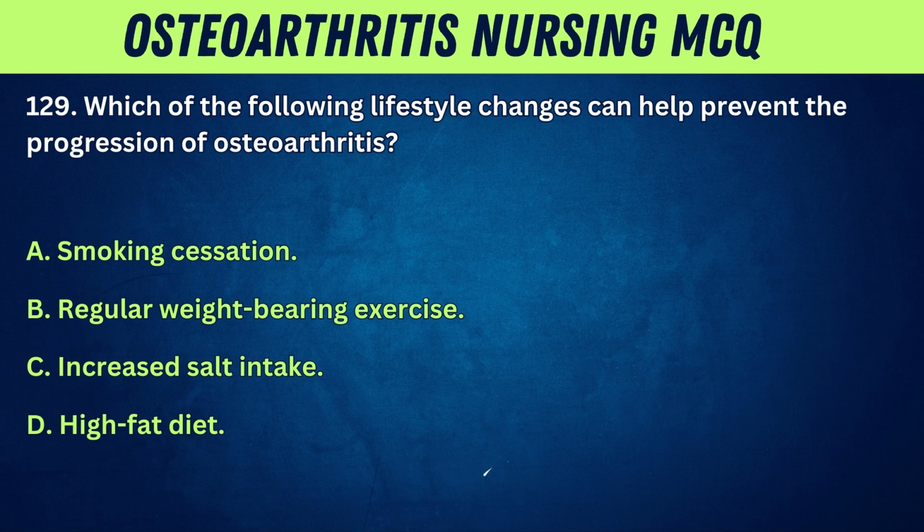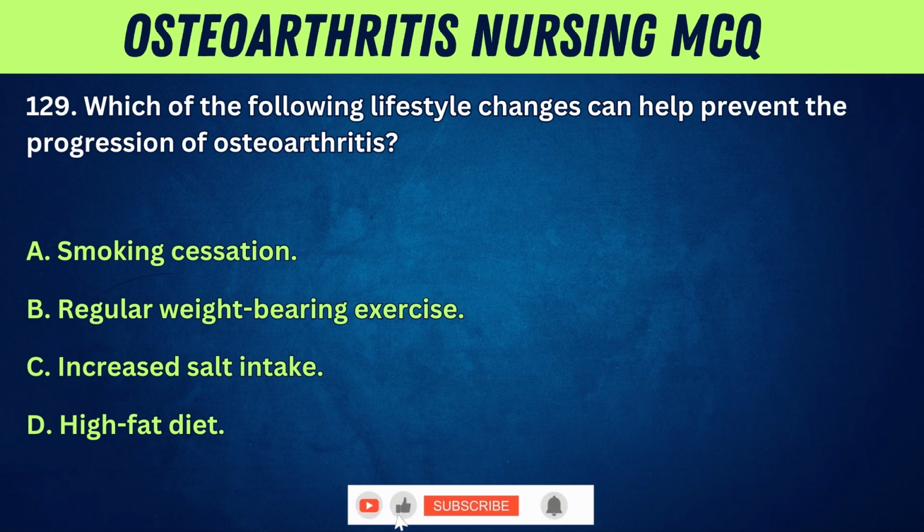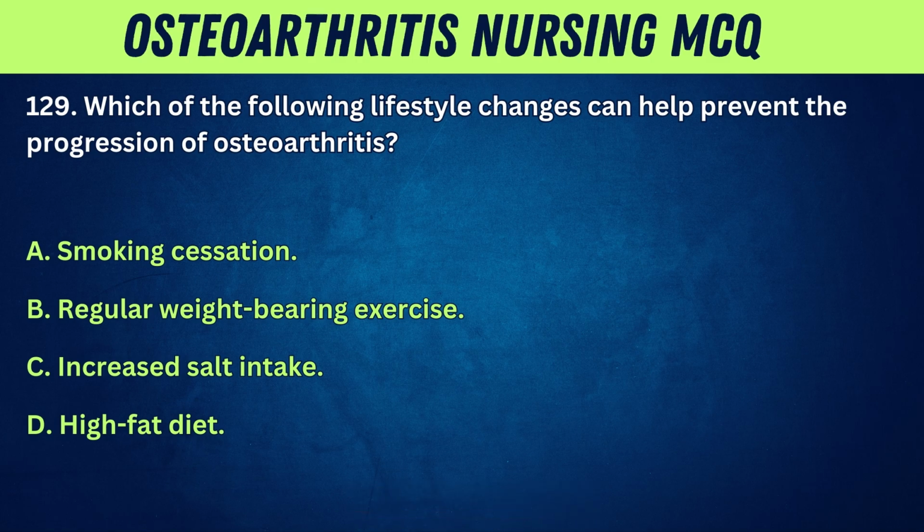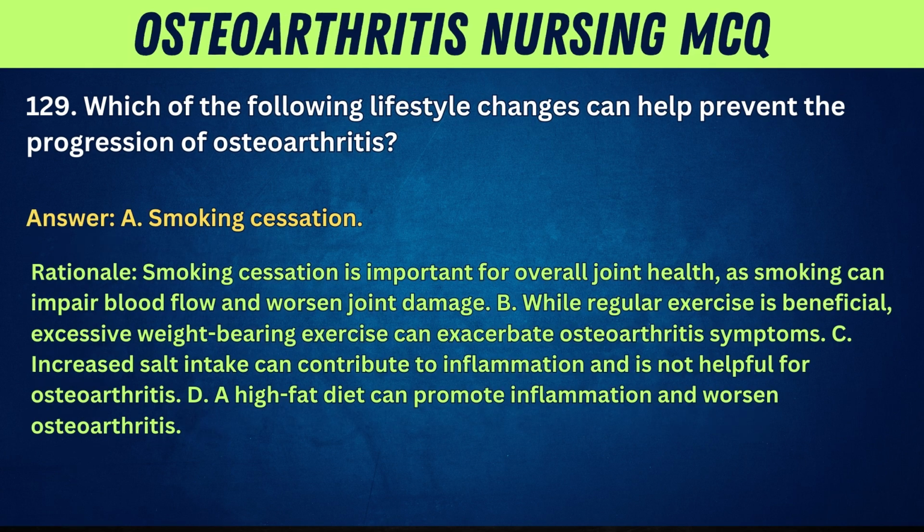129. Which of the following lifestyle changes can help prevent the progression of osteoarthritis? A. Smoking cessation. B. Regular weight-bearing exercise. C. Increased salt intake. D. High-fat diet. Answer: A. Smoking cessation.